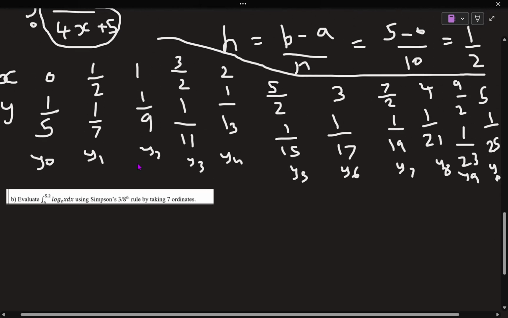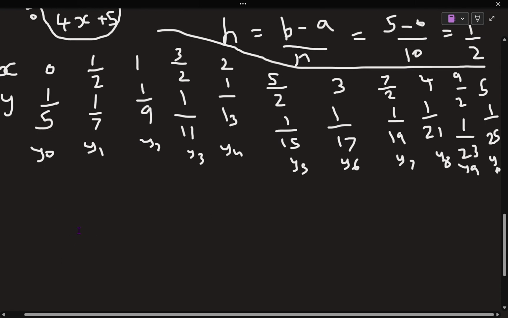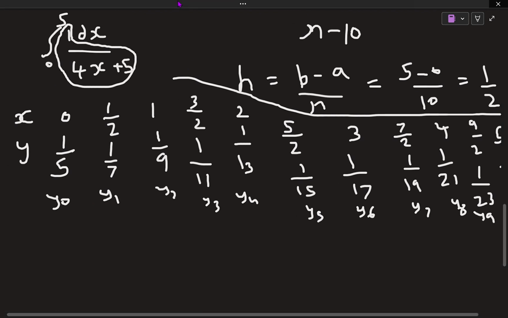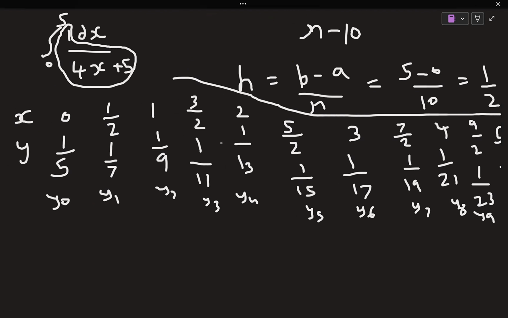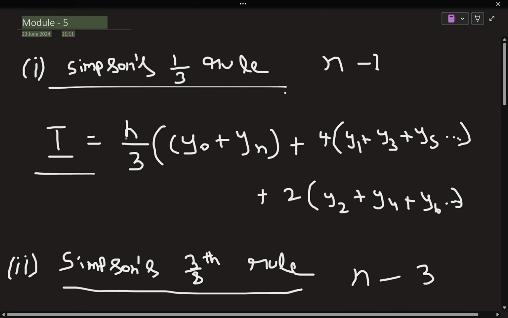Yeah, this should be enough. Let me just move this. Yeah. So now I have my y naught values. I have my h value. I have my y naught values. So all I have to do is substitute this in this equation.